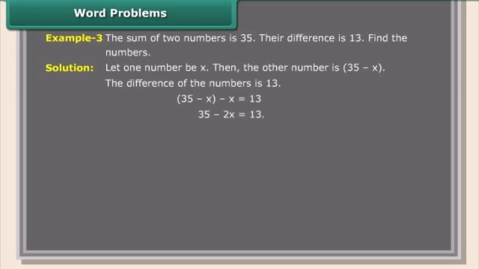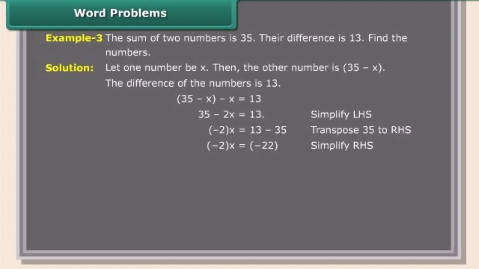x minus (35 minus x) is equal to 13. Simplify LHS. 2x minus 35 is equal to 13. Transpose 35 to RHS. 2x is equal to 13 plus 35, which is 48.